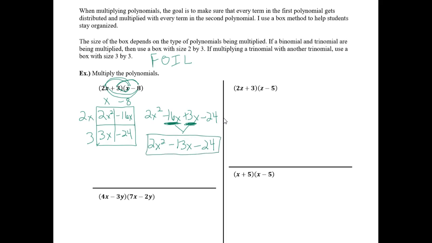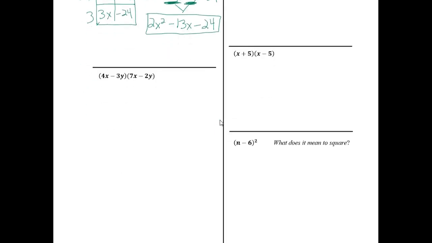So the trick is to take a 2 by 2 box, multiply each row and column together, and then combine like terms. Let's look at another one. So again, this is a binomial by a binomial, two terms being multiplied by two terms. I'm going to do a 2 by 2 box.